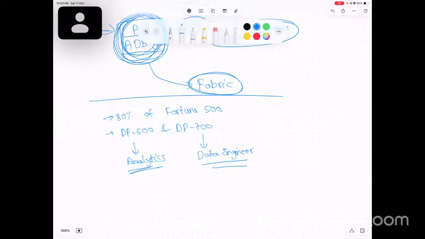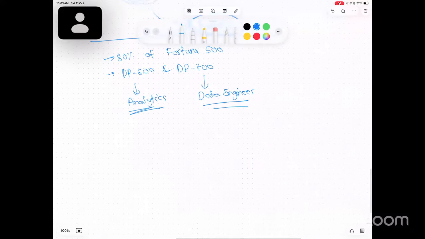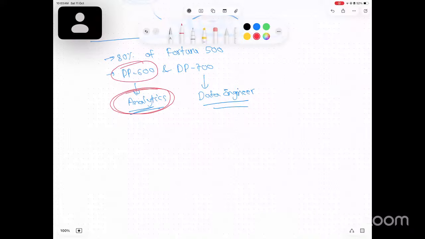Now the question always comes, which one should I clear? Should I clear DP600 or should I clear DP700? If you ask me, if you are already working on Power BI, then the closest certification you can have is analytics, DP600. Half of the questions will be from Power BI, right? The second thing is DP700. With respect to DP700, a lot of people don't have much idea because it has less Power BI, more Fabric.